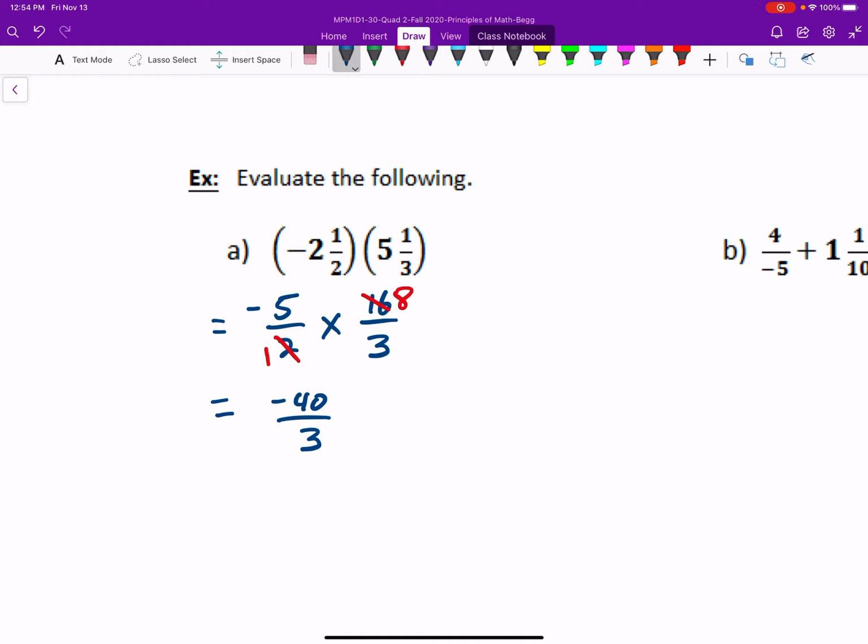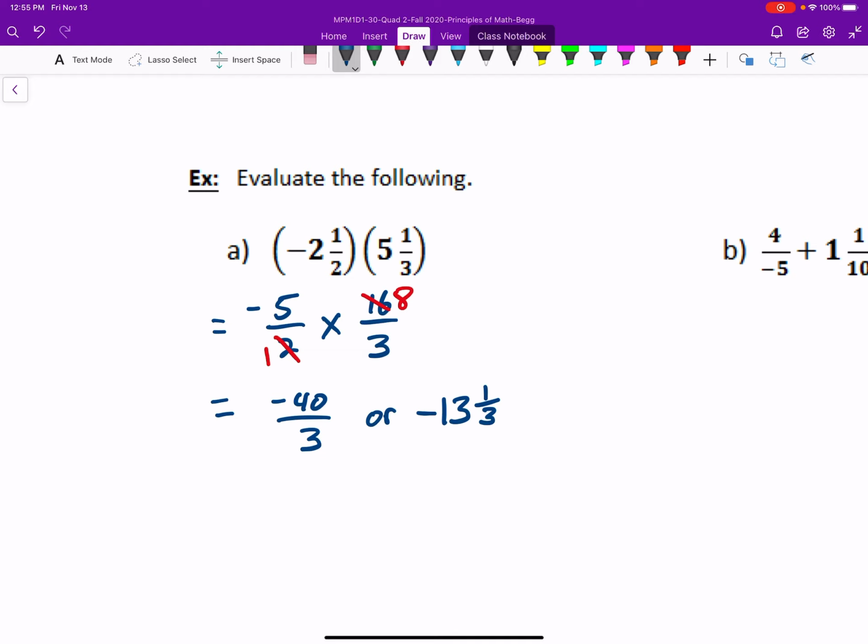And already, because I reduced as I went along, I don't have to reduce later. I can avoid working with those bigger numbers. If I want to change it back to a mixed fraction, that's easy enough. Again, forget about the negative sign. Just do 40 divided by 3. 3 goes into 40 13 times with 1 left over. And as a last step, I'll stick the negative sign back out front.